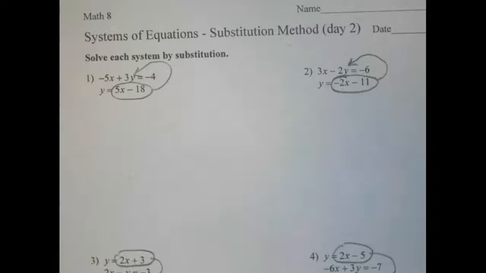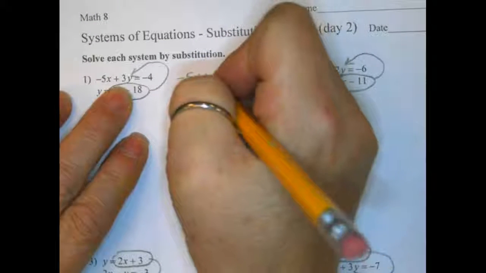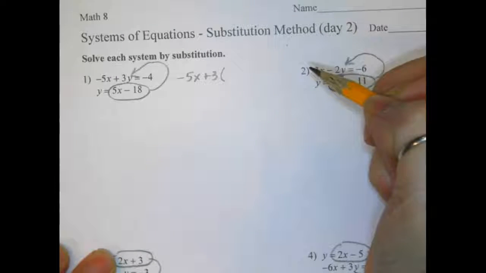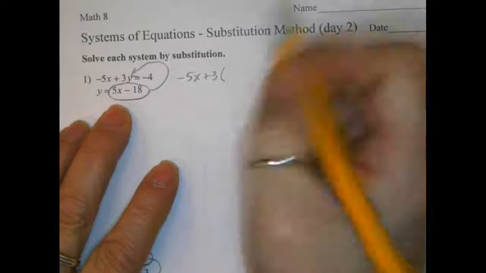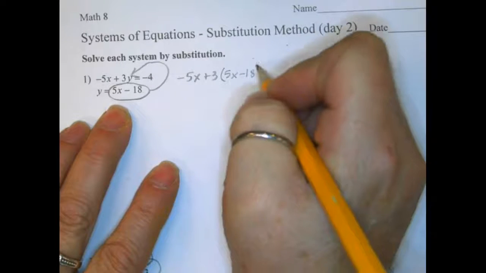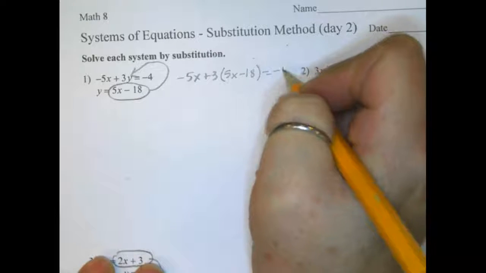Now I'm going to give you 4 minutes, 5 minutes. And you're going to rewrite every problem. Rewrite it with the substitution. So I'm going to take this negative 5x plus 3. And then remember, for my substitution, I want to make sure that I'm substituting that information in parentheses. So 5x minus 18, close my parentheses, is equal to negative 4.